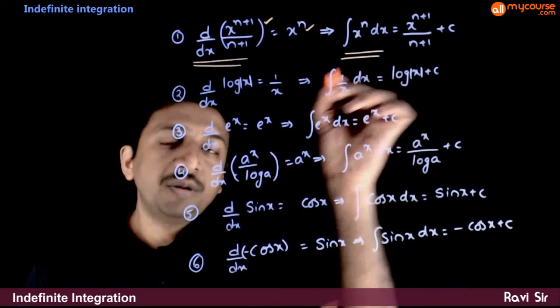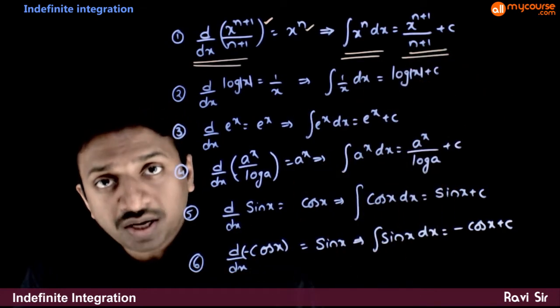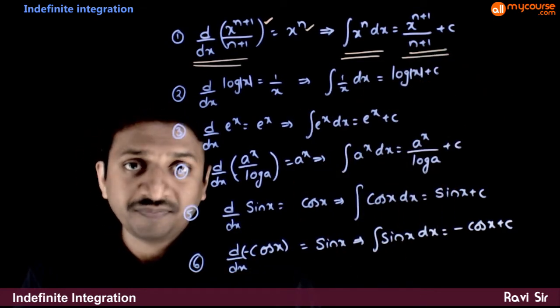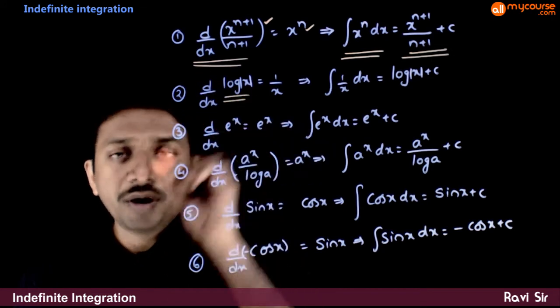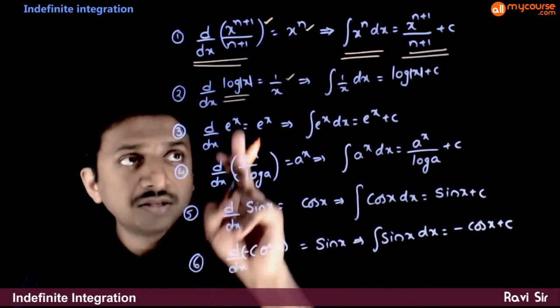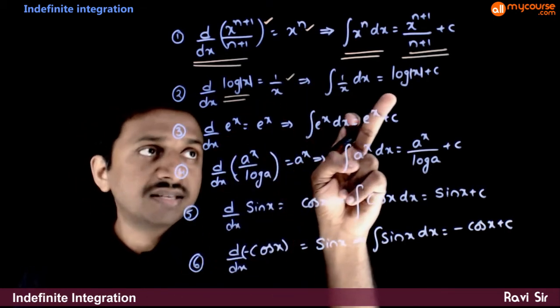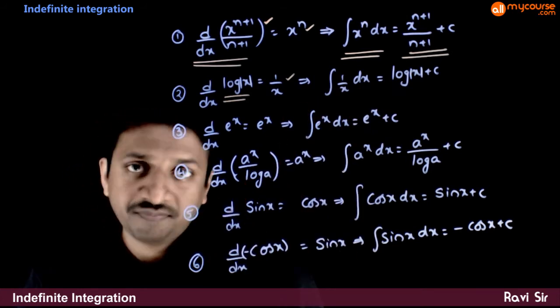Integration of x to the power n dx is equal to x power n plus 1 by n plus 1 plus c. And d by dx of log mod x is nothing but 1 by x. So integration of 1 by x dx will be equal to log mod x plus c.